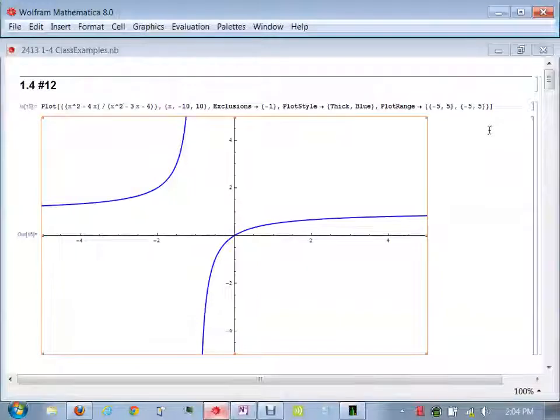This is number 12. This is the graph of that rational function, okay? Now, normally you won't have the graph, but I just want to try and illustrate what's happening here. If you type this into your graphing calculator, go to Wolfram Alpha, or use some graphing utility, and you graph it, this is what you'll get, okay?